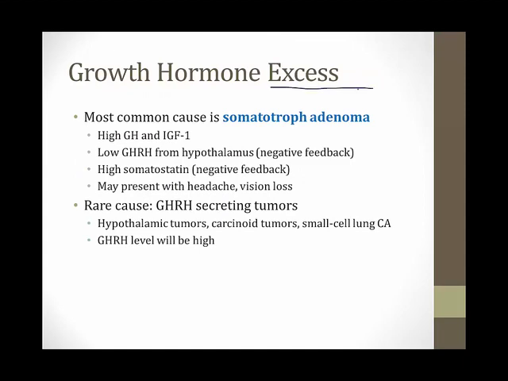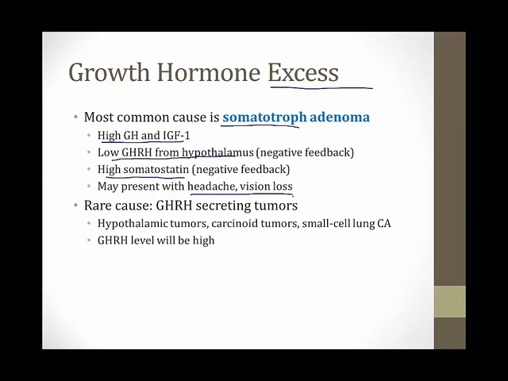Growth hormone excess is most commonly caused by a pituitary adenoma of the somatotrophs that produce growth hormone. This will lead to a high level of growth hormone and IGF-1. The level of GHRH coming from the hypothalamus will be low. The hypothalamus is trying to shut down production of growth hormone, but the adenoma is not responding. In addition, the somatostatin coming from the hypothalamus will also be high, trying to shut down production of growth hormone. And this can present with headache and vision loss, many of those symptoms we described before from enlargement of the pituitary gland.